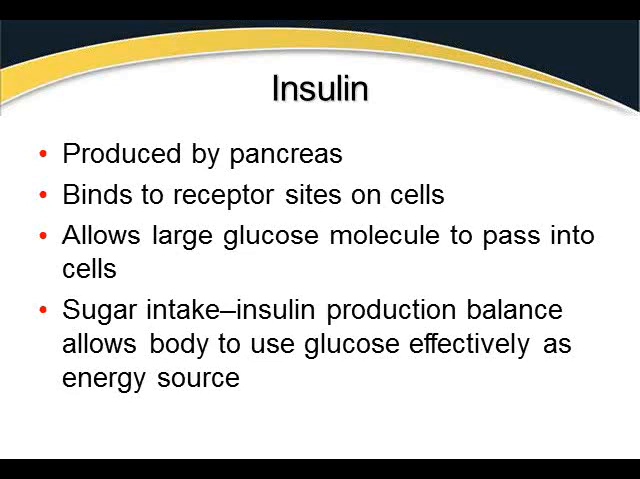The sugar intake, insulin production balance, that's what a lot of diabetics have to work with. They're told, watch what you eat, pay attention to what you eat, know approximately how much sugar there is, and then take X amount of insulin to counterbalance that. So diabetics are taught a lot about this. They're taught a lot about nutrition, paying attention to their sugars, so they know how much insulin to take. If they take too much insulin, they'll burn off all the sugar very quickly, and then boom, they're out like a light.